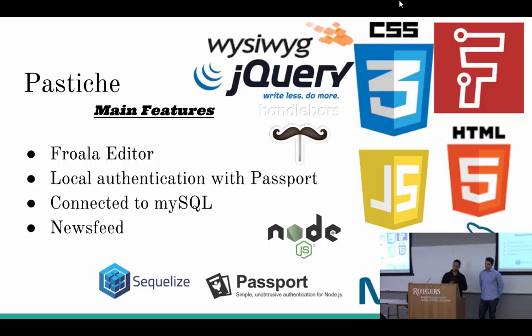We have a local authentication with Passport connected to MySQL on a newsfeed. So pretty much I worked on the Froala editor, and Lou was pretty much most of the back end. We're going to go through the presentation, and then he'll do a run through of the app. We use the simple languages: JavaScript, Node, Passport, MySQL, Sequelize, the Froala WYSIWYG editor (what you see is what you get), and HTML5.